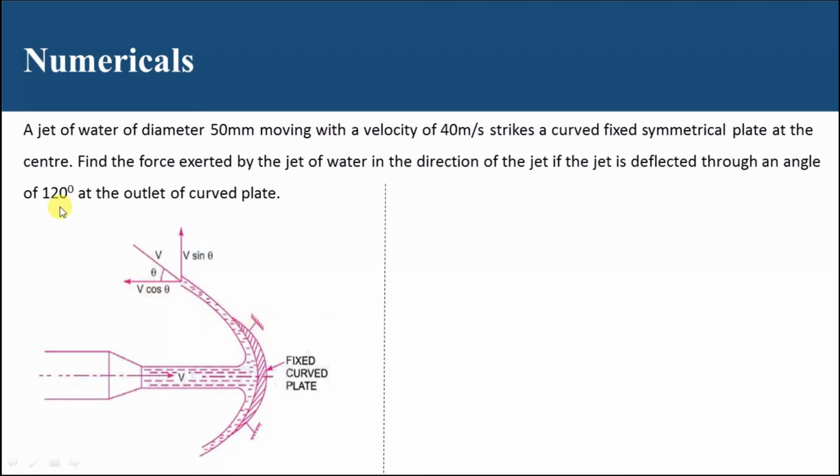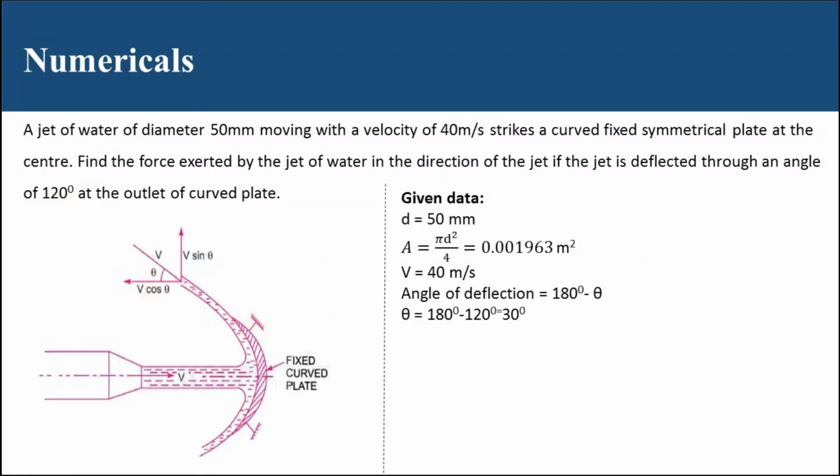So we'll see our given data. Diameter is 50 mm. Area we calculated as pi by 4 d square. Velocity is 40 meter per second. And remember, the angle of deflection, which is 180 minus theta, is given. So theta comes out to be 60 degree. Again, here is a printing mistake. Theta comes out to be 60 degree.